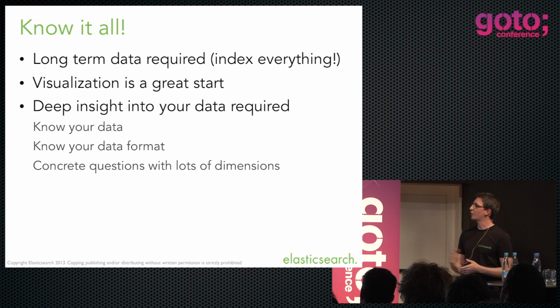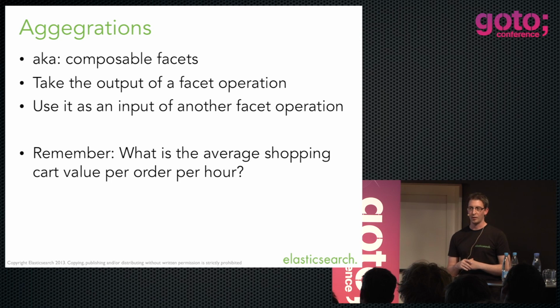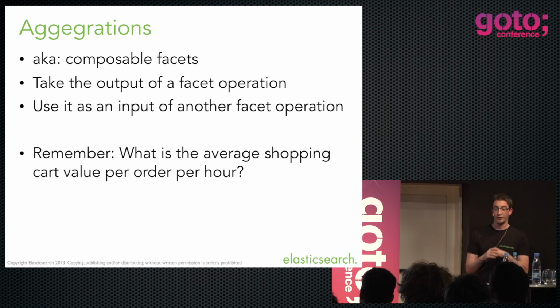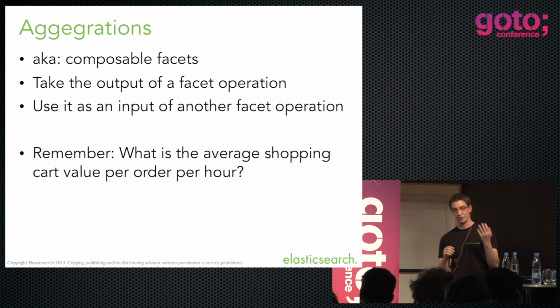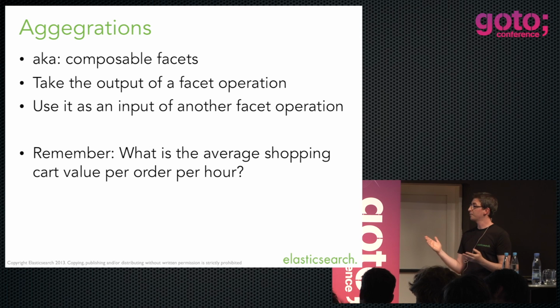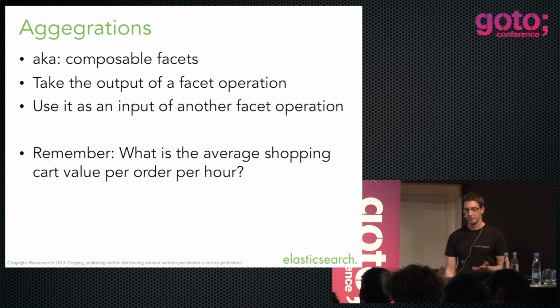So there's a new feature called aggregations, which will come up in the Elasticsearch 1.0 release. And the nice thing about aggregations is basically you can take the output of a facet operation, like the date histogram, the bucketing into values per day, and use it as an input for the next kind of operation, like calculating the average value of your shopping cart. And if you remember, what is the average shopping cart value per order per hour, we can now pretty much easily answer that one.